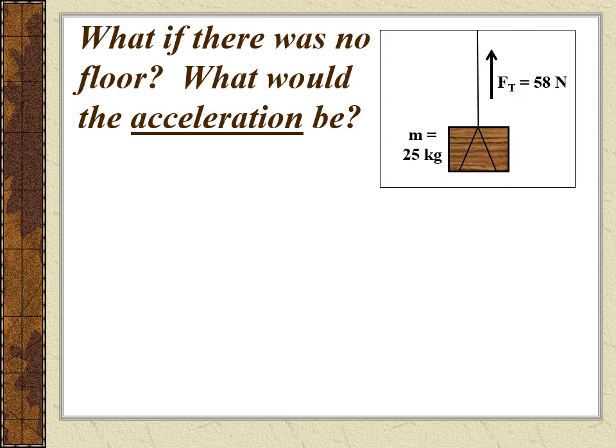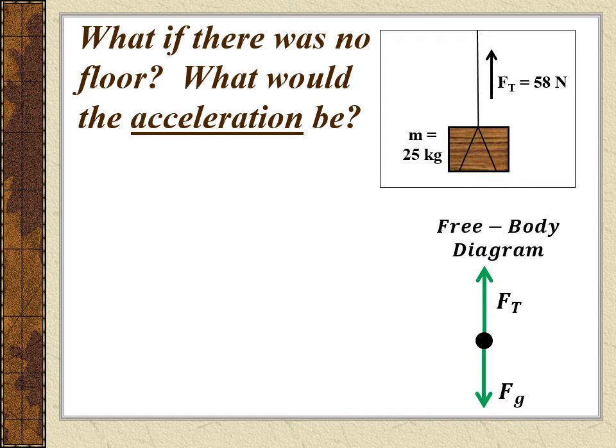In our next example, it says, well, what if we remove the floor? What will the acceleration be? So we start with our free body diagram. We have a little bit of a difference here. We do have a force of tension still. That force of tension is upward, but then we have our force of gravity downward, but we do not have a normal force. So in starting with our free body diagram, this time we only have the force of tension up and the force of gravity down.